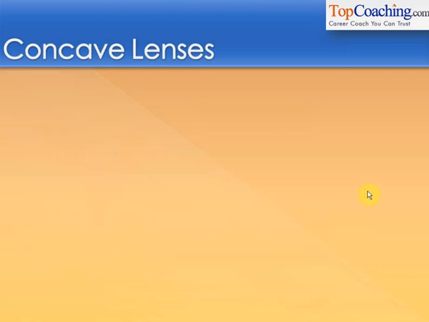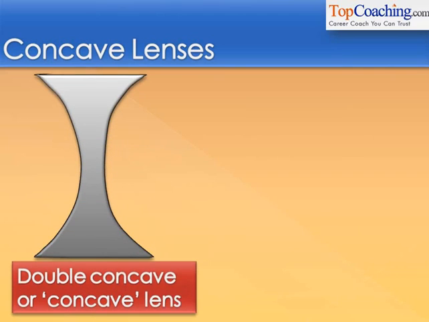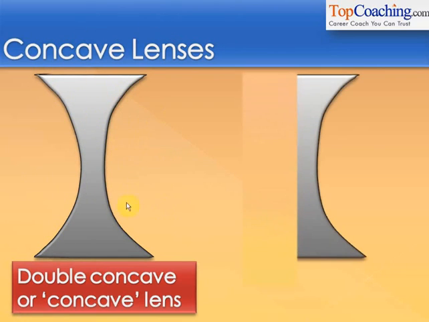Understood? On the other hand, concave lenses generally have two concave surfaces. They are also called double concave lenses. As you can see, concave surfaces are surfaces which are pressed inwards. They don't bulge outwards, they bulge inwards. So the left surface here is also a concave surface and the right surface is also a concave surface. As you can see, a concave lens is thinner in the middle and it is thicker at the edges. So these are two types of lenses, convex and concave lenses.